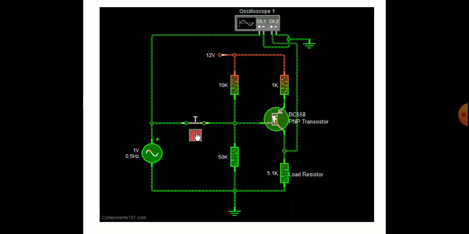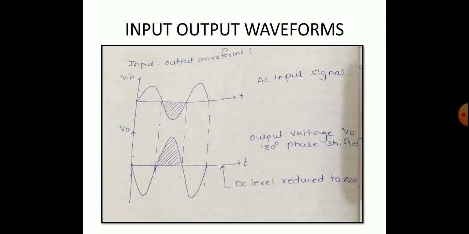This is an animation of how the transistor is working. We can see oscilloscope with the channels C1 and C2. There is input given. We can see the transistor. Here we have used PNP transistor. Coming to the input-output waveforms, we have input waveform. We can see Vin across the timeline. So we have AC input signal.